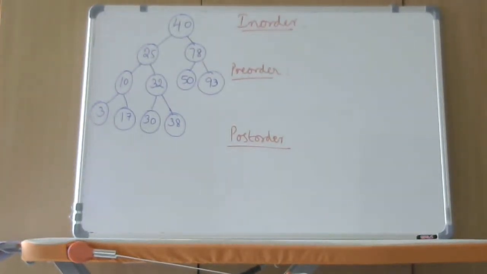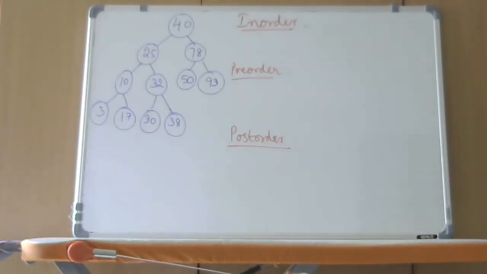Hello students. So let us continue with a few more examples on how to write the various traversals. In the last video session we saw what operations can be performed on a binary search tree, and we also saw how, given any tree, we can write the in-order, pre-order and post-order. Let me take up a couple more examples.